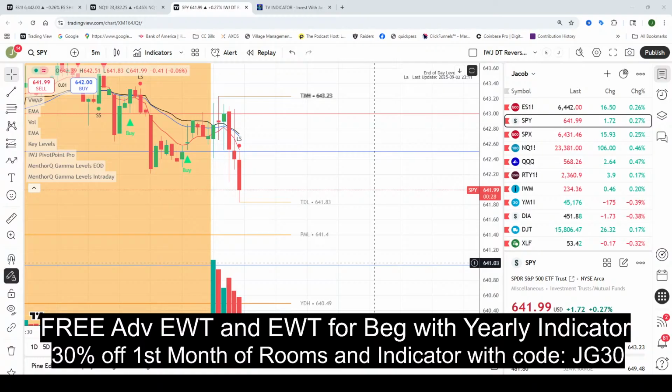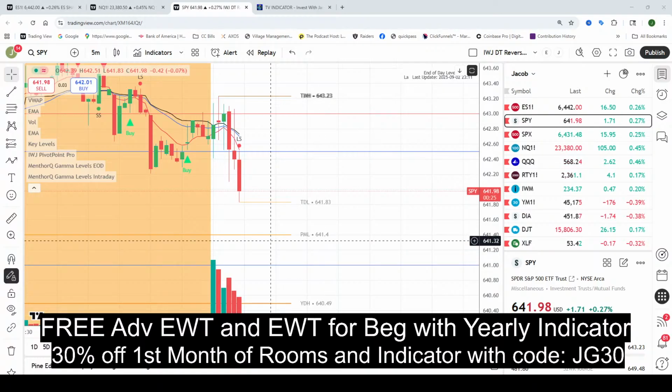Like to see him push on down toward the pre-market low here. That'd be a better entry. So we may or may not get that. We'll see what we get here in about 20 seconds.